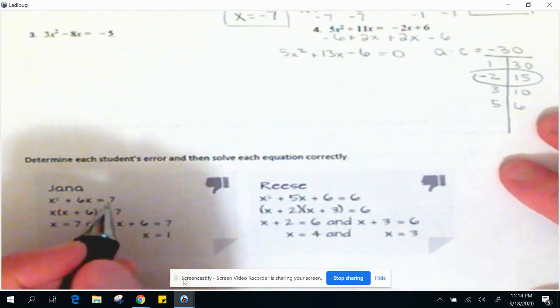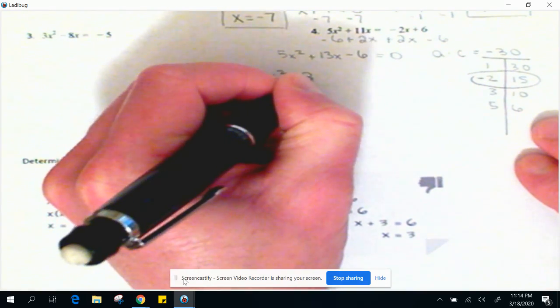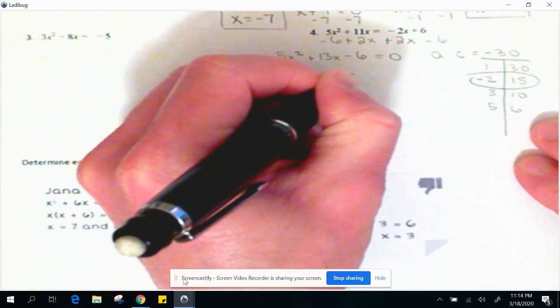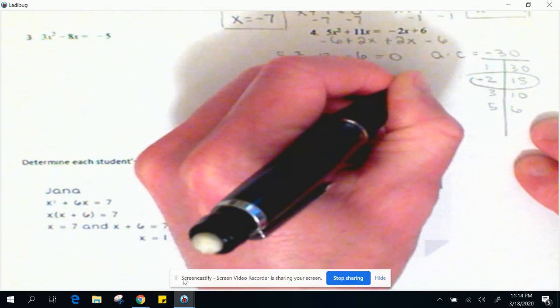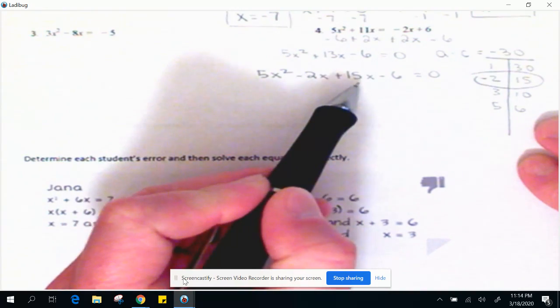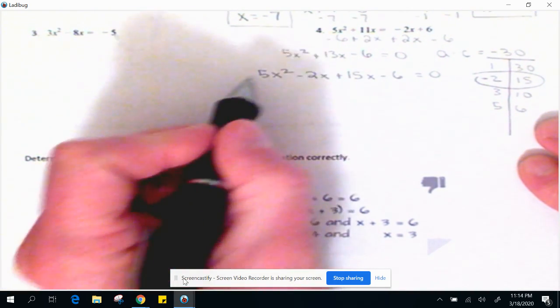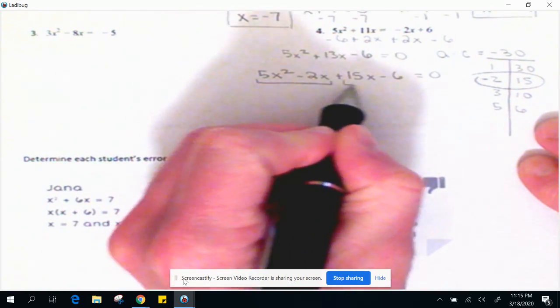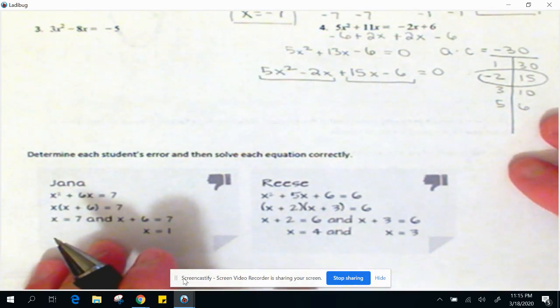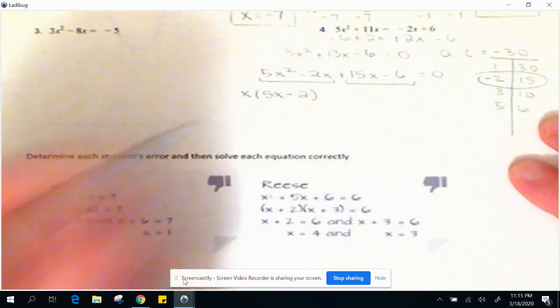All right, let's break the 13x down. So 5x squared minus 2x plus 15x minus 6, and all of that equals 0. Again, 13x just looks different now, but this still equals 13x. All right, let's factor the front binomial and let's factor the back binomial. This only has an x in common. That leaves us with 5x minus 2.